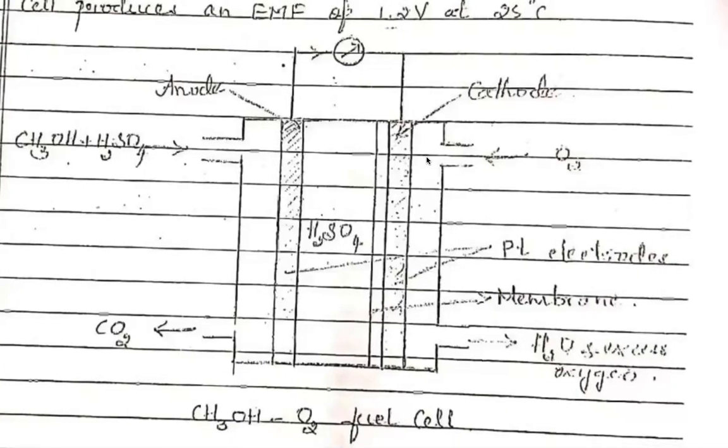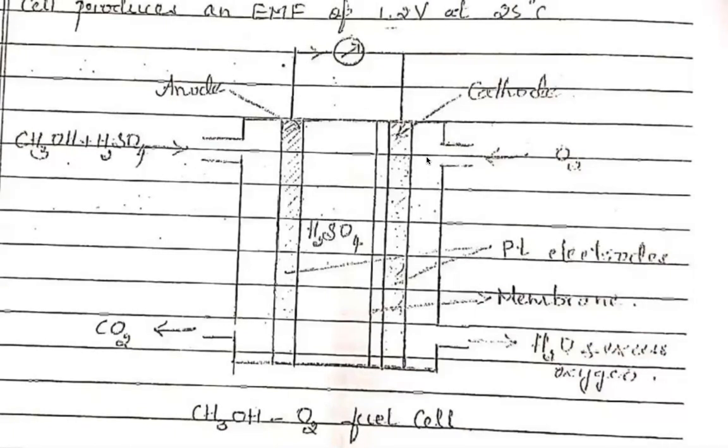Okay, I hope the diagram is visible for you all. So what does this methanol oxygen fuel cell consist of? Methanol and oxygen: which is the fuel, do you think? Definitely, methanol is the fuel. And which is the oxidant here? Oxidant is oxygen. Definitely, oxygen is the oxidant.